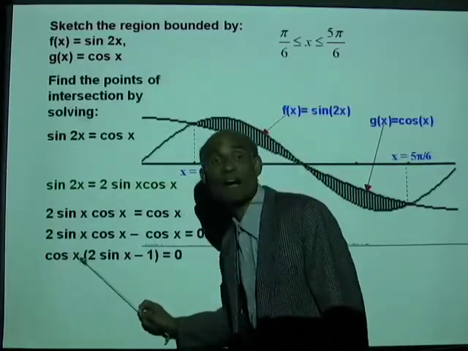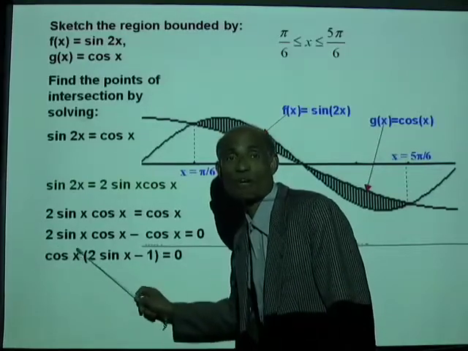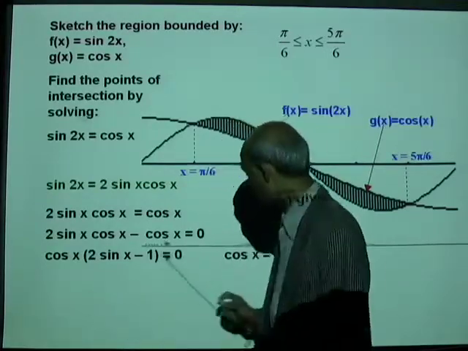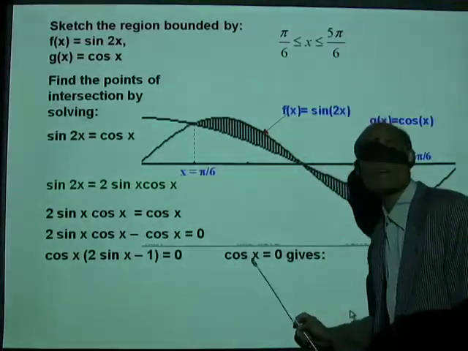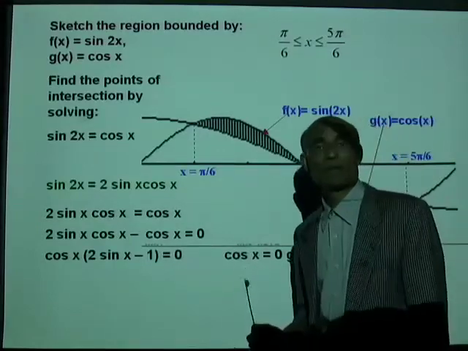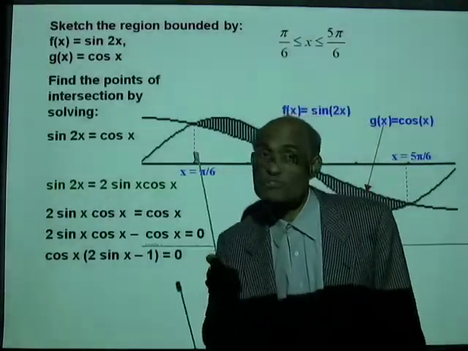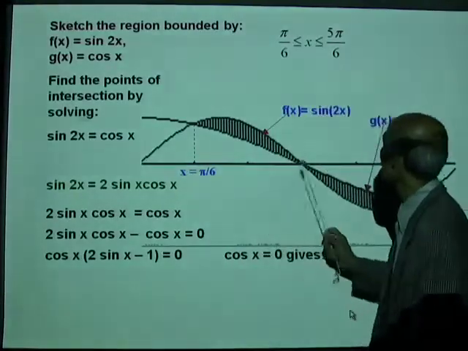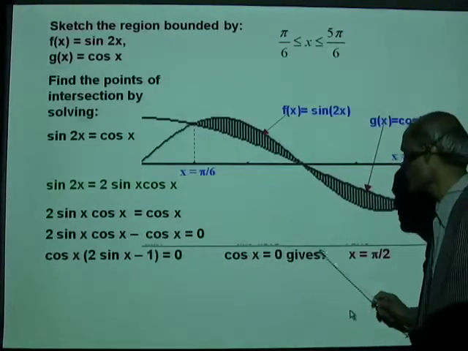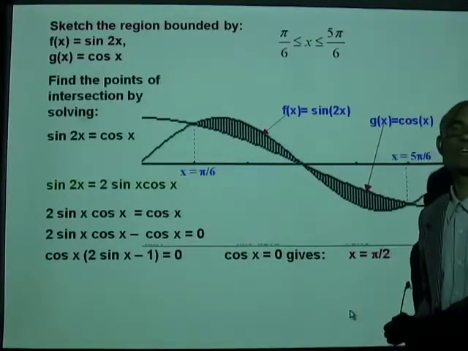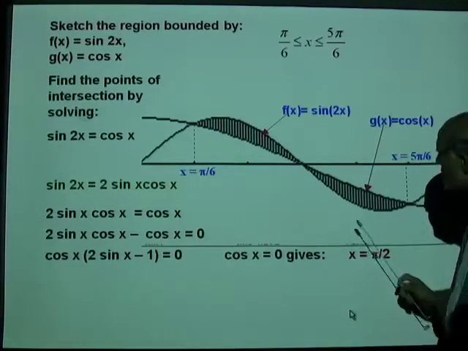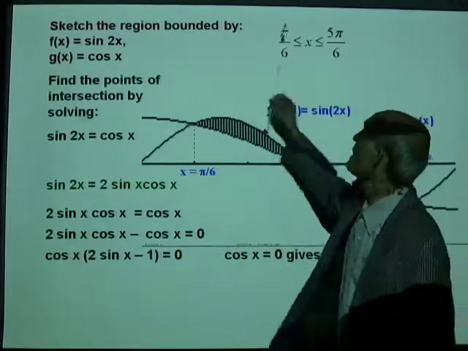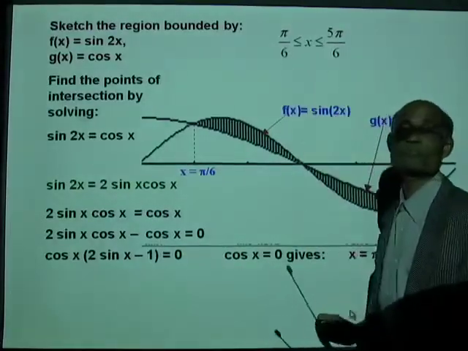And now set each factor to 0. There are two factors. One is cos x. The other is 2 sine x minus 1. Alright, can you set cos x equal to 0 and tell me what are the values of x? Cos of pi by 2 equal to 0, isn't it? Yes? So that's the only value that is relevant for us. So cos x equal to 0 gives you x equal to pi by 2. We don't need to go further than that. Also, x can be 3 pi by 2, but we don't need it. That is beyond the limit given to us.